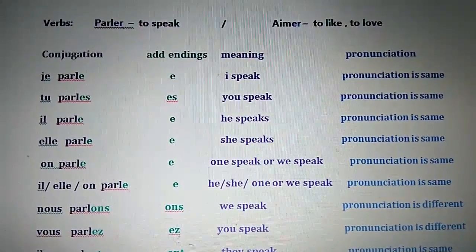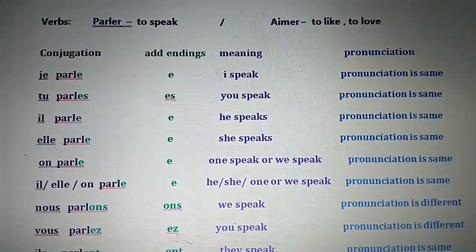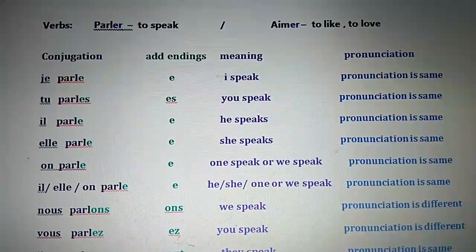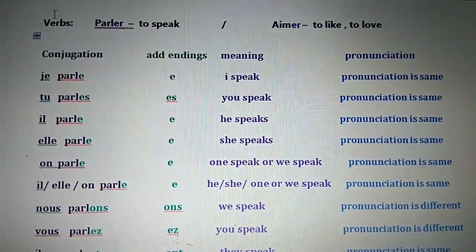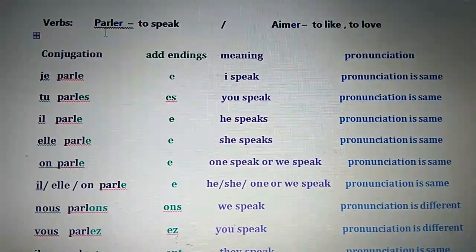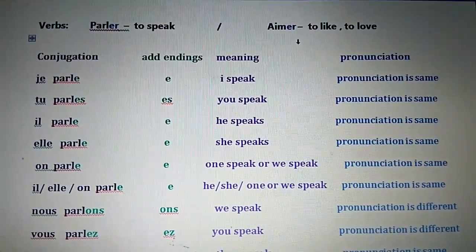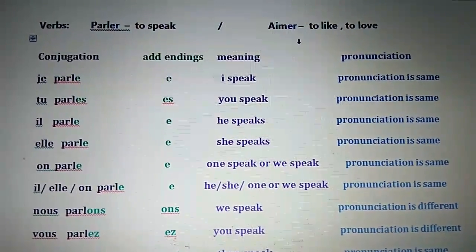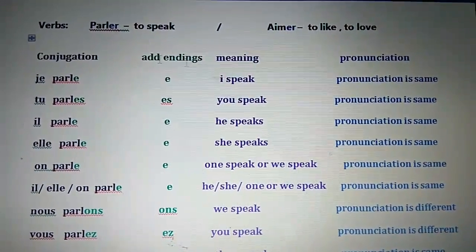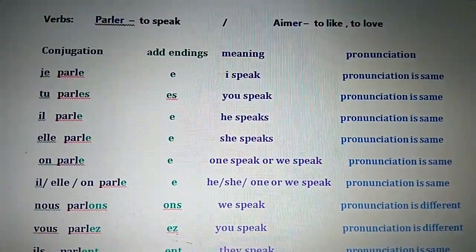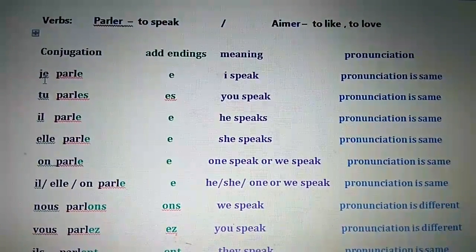I have taken the help of two very basic French verbs which we use in our day-to-day conversation. The first verb is parler, which means to speak, and the second verb is aimer, to like and to love. These are basic and very important verbs. Now let's try to conjugate and figure out how to pronounce them and what the differences are. Let's begin with parler.